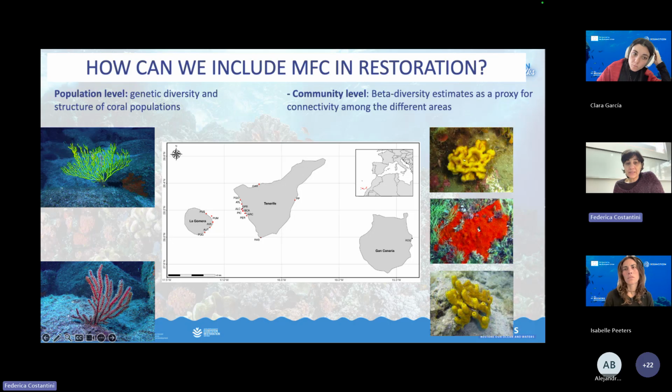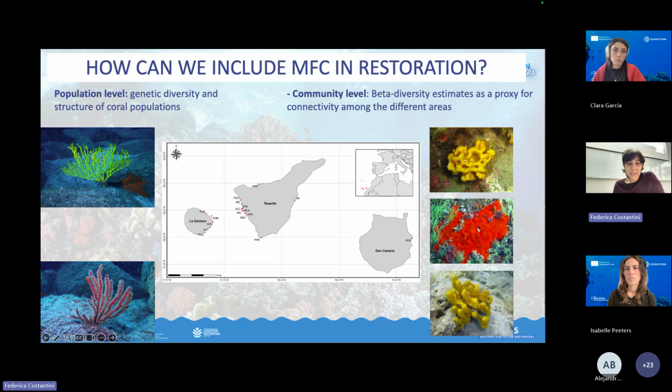While at the community level, we sampled several sponges in the same sites. Here there are some examples. For example, we sampled Aplysina aerophoba, Crambe, Axinella damicornis, both in the shallow and in the mesophotic zones. And in this case, our aim is to estimate the beta diversity as a proxy for connectivity, using these sponges as a natural sampler of environmental DNA. So the idea is to characterize the benthic biodiversity in the area using this natural sampler.